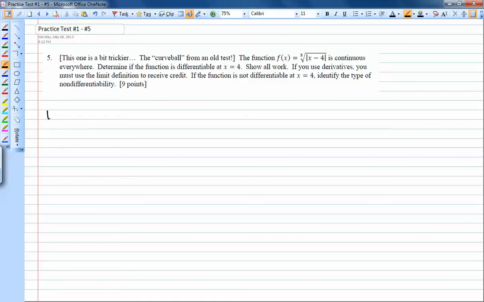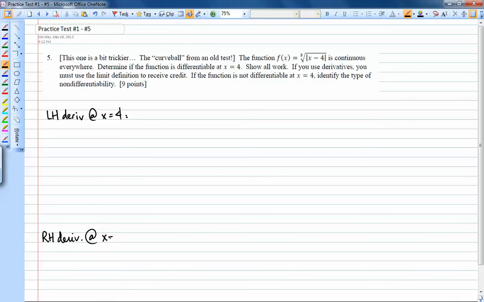So let me write it this way. Left-hand derivative at x equals 4. And then down here we'll look at the right-hand derivative at x equals 4. Okay, now before we get into this, I want to review something over here.